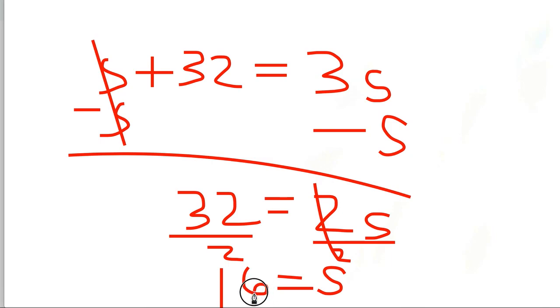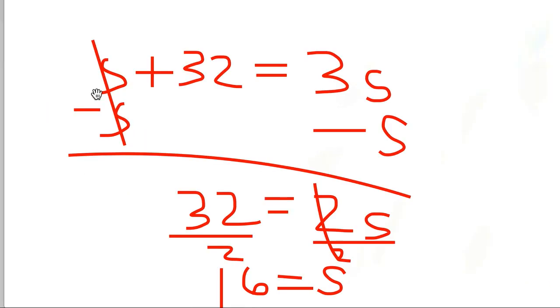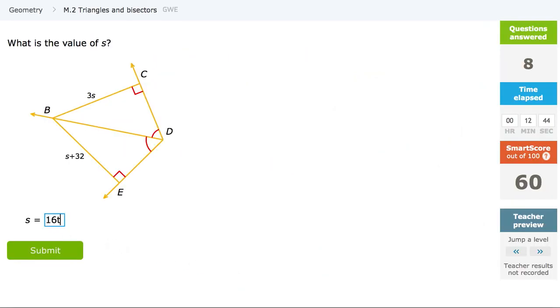Well, that's the idea. The main thing to remember here is you have to set the expressions given to you equal to each other. So S plus 32 equal to 3S, and then from there it's solving equations. So S is 16, and that's as difficult as these will get.